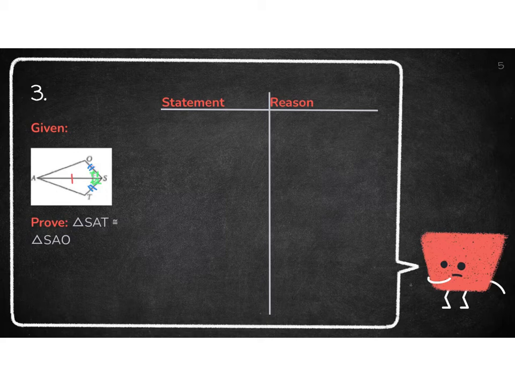And remember, we always start with what is given. So my first statement, I am going to say that TS is congruent to OS. That was given. Remember those tick marks? It was shown in the picture. The second thing that I was given is that angle 1 is congruent to angle 2. I'm actually going to call it angle 2 is congruent to angle 1.